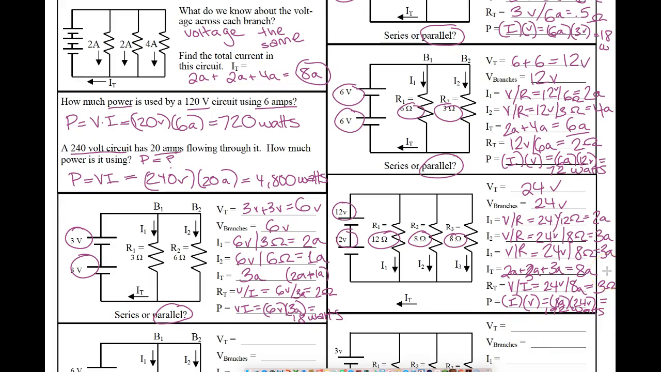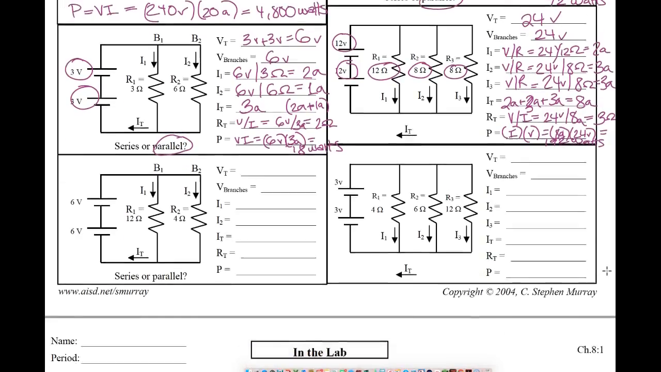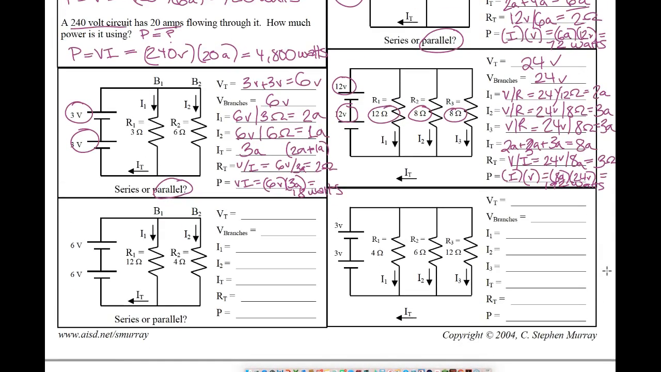And then we're going to move down a bit and we're almost done. So the next part's the lab, which we don't have to do. Okay, so let's start here. Volt total. Add up your batteries. So it's 3 volts plus 3 volts equals 6 volts.